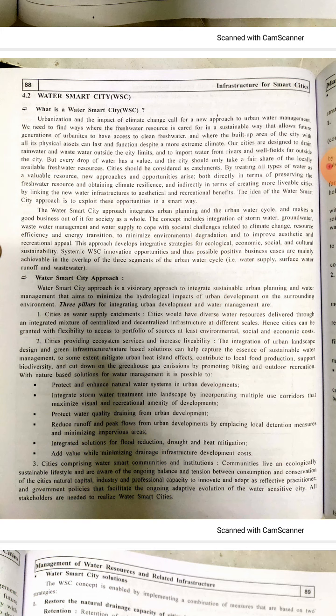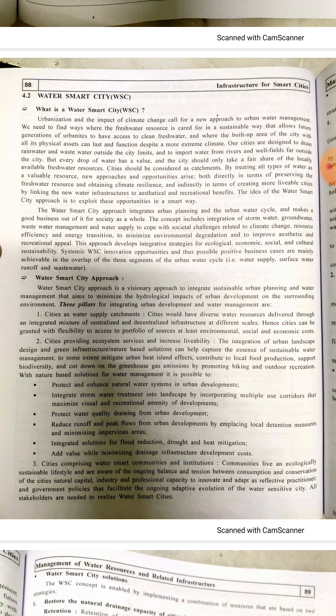The concept includes the integration of stormwater, groundwater and wastewater management and water supply, with societal challenges such as climate change, resource efficiency and energy, to meet environmental degradation. So in a water smart city, generally we save the water or we reuse the water in different areas, like we use the refined water in an industrial area.